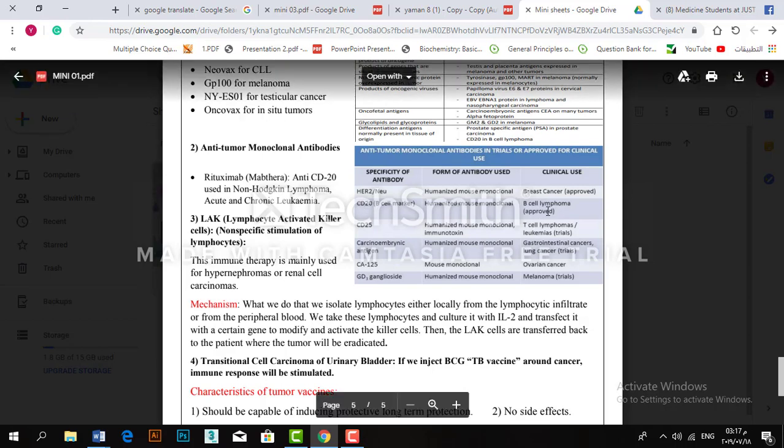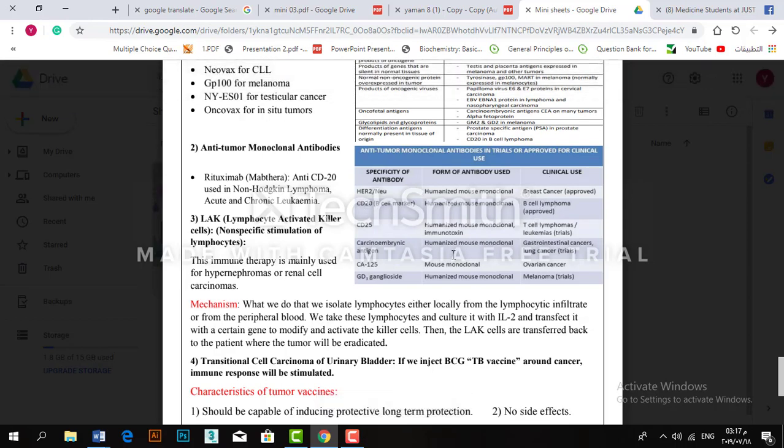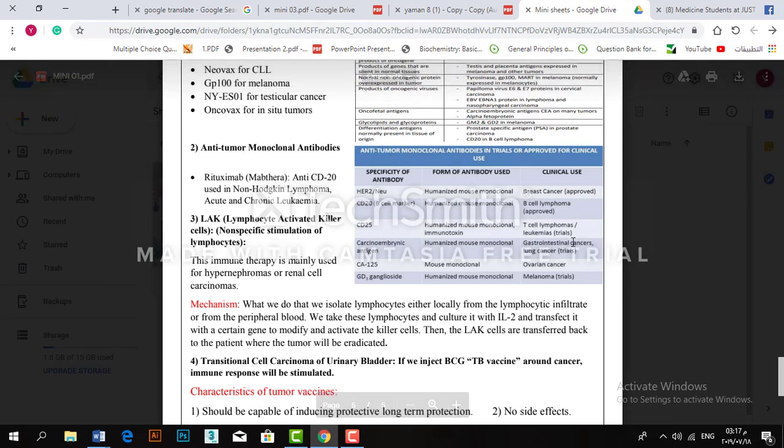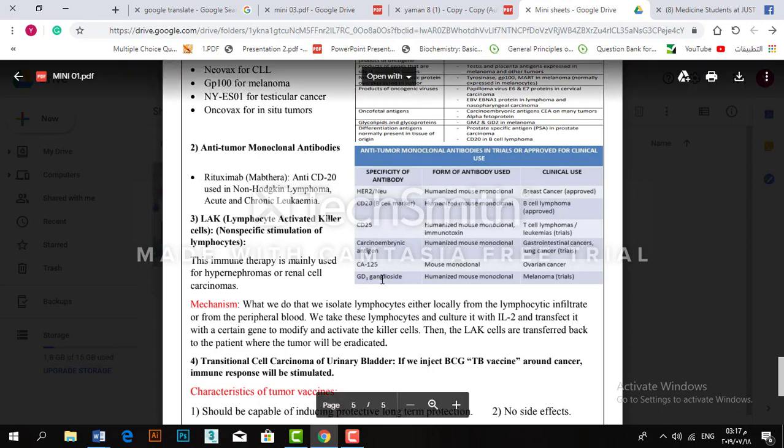CD20 is a B cell marker for B cell lymphoma, which is approved in clinical use. CD24 for T cell lymphomas and leukemias; carcinoembryonic antigen, which is a type of oncofetal antigen, for gastrointestinal cancer and lung cancers; and CA125 for ovarian cancer; GD3 ganglioside for melanoma trials.